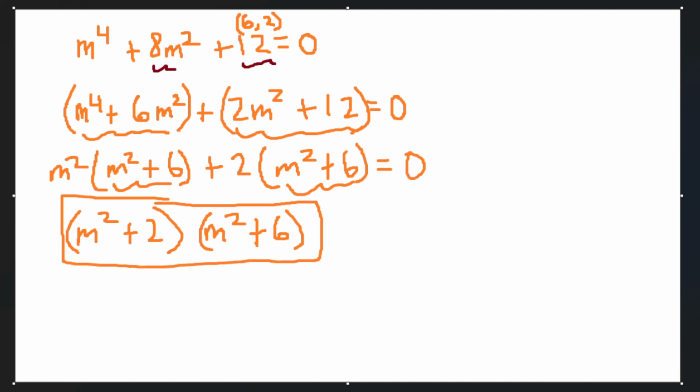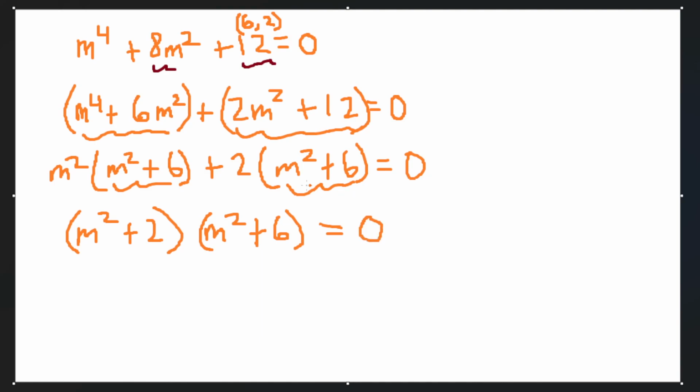But if you're asked to solve for m, then we set these two factors to 0: m squared plus 2 equals 0, and m squared plus 6 equals 0. So now, for m squared plus 2 equals 0, if we solve for m, we can subtract 2 from both sides, which gives us m squared equals negative 2.